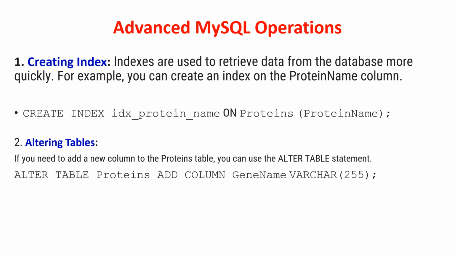Then we have advanced MySQL operations. There are some operations in MySQL which we term advanced MySQL operations. The first is creating an index. Indexes are used to retrieve data from the database more quickly. For example, you can create an index on the protein name column.